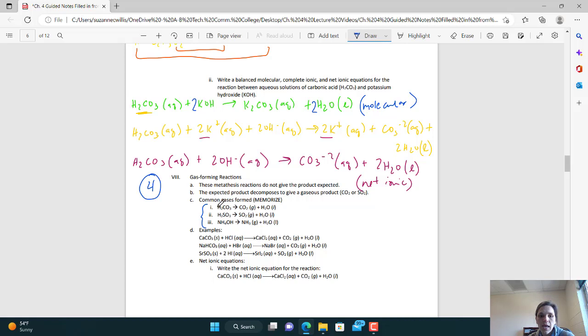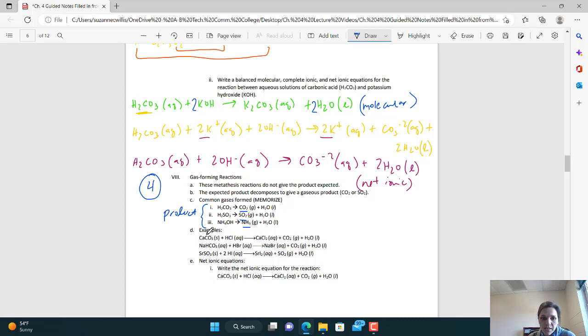If you make H2CO3, if you make H2SO3, if you make NH4OH, those 3 compounds are very unstable. They will immediately break into these 2 components, one being a gas. Do you see what I mean? So if you get one of these as a product, they will immediately break down. So you're going to form either CO2 gas, SO2 gas, or NH3, ammonia gas, okay? We really just have to memorize these 3, okay?